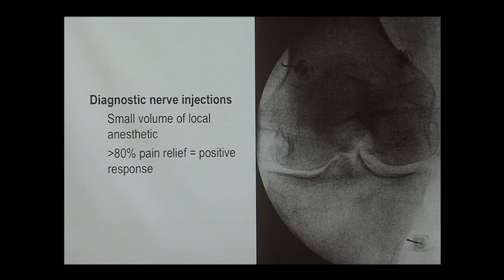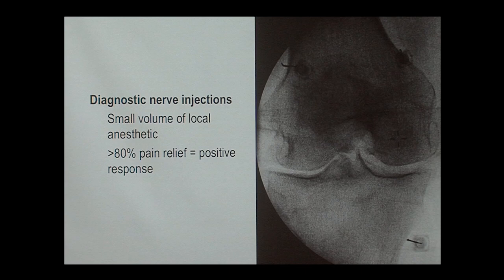What you're seeing in this image is actually, these are not radio frequency electrodes. These are just fine gauge needles. Because before we ever do a radio frequency procedure, we do a test, or a diagnostic block, where we inject just a tiny, tiny amount of local anesthetic right at where that nerve is. If the pain goes away or a dramatic amount of the pain is reduced, then it tells us there's probably a decent chance that the radio frequency procedure will provide substantial pain relief.